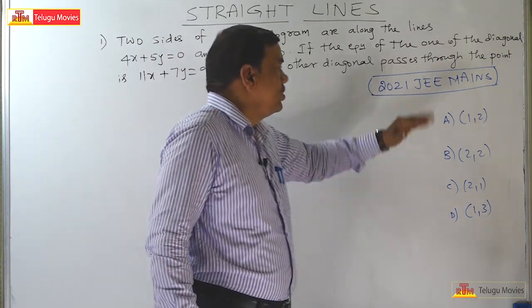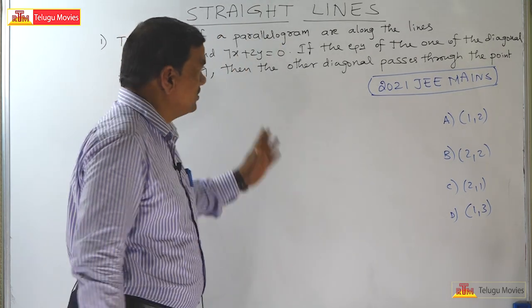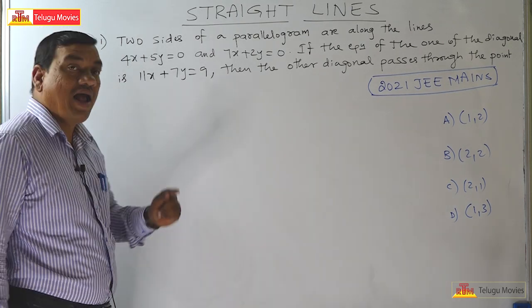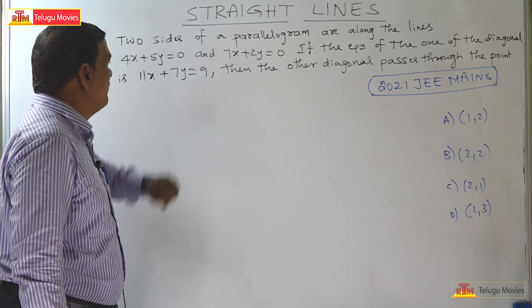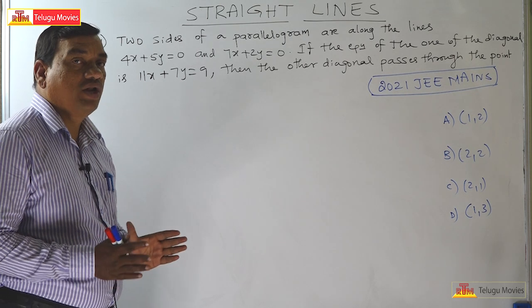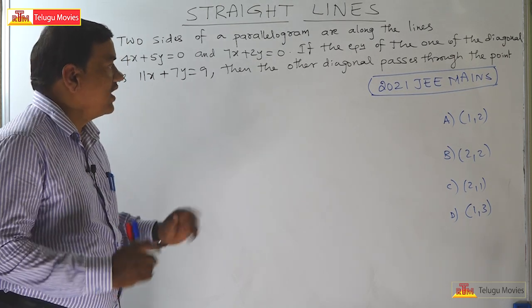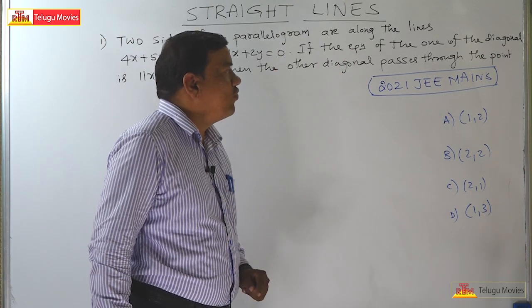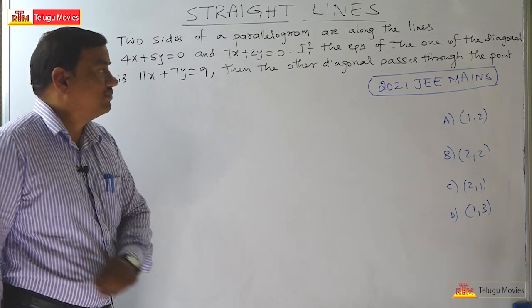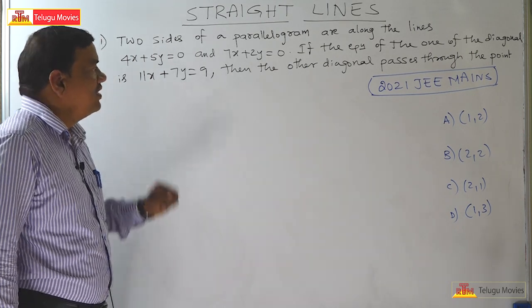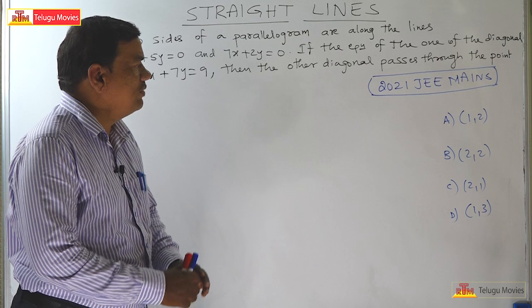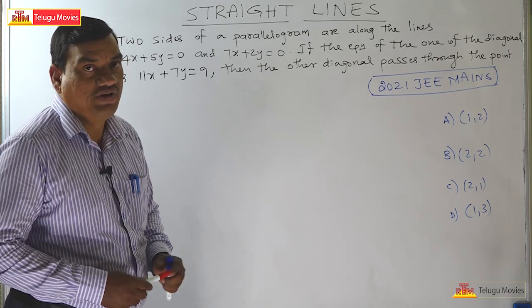This problem was asked in the 2021 JEE Mains examination. Two sides of a parallelogram are along the lines 4x + 5y = 0 and 7x + 2y = 0. In a parallelogram, the equations of two sides are given. If the equation of one of the diagonals is 11x + 7y = 9, so one of the diagonal equations is also given, then the other diagonal passes through the point. So, the points are also given, vertices.